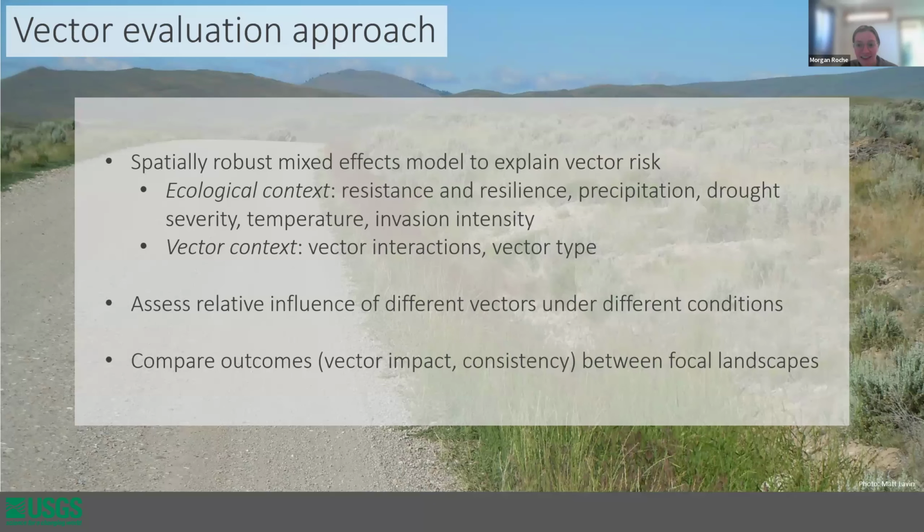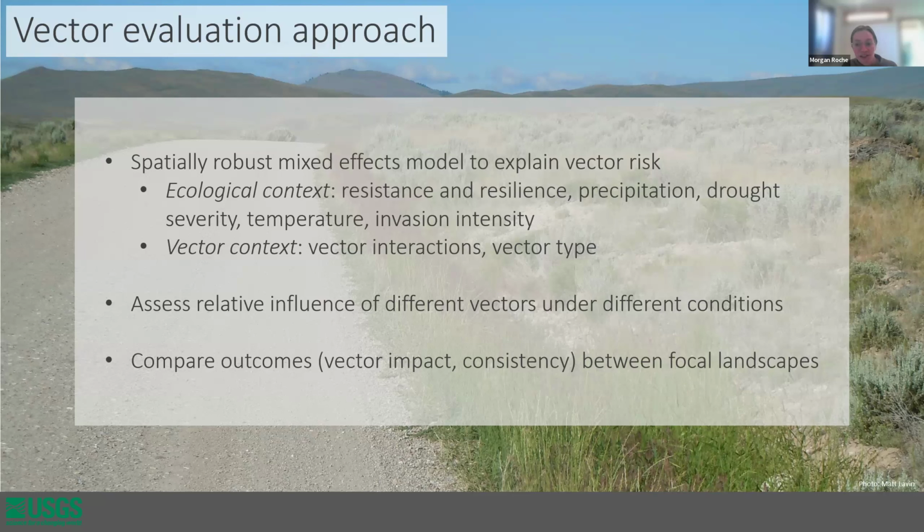So once we identify these criteria, we'll statistically evaluate the consistency of vector behavior and the factors that make features more likely to act as vectors. These factors will include ecological contexts such as resistance and resilience, temperature, precipitation, drought severity, or invasion intensity, but also the vector context. For example, are there multiple interacting vectors at a location, like a road that bisects a grazing allotment versus one that doesn't, or the type of vector? Is it a diffuse vector like grazing or a discrete feature such as a road?